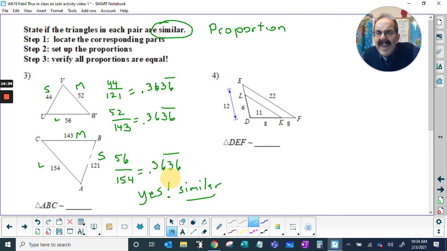A, B, C. So it went short to medium. Short, medium. U, V, W. All right, and remember the symbol for similar is just a squiggle.